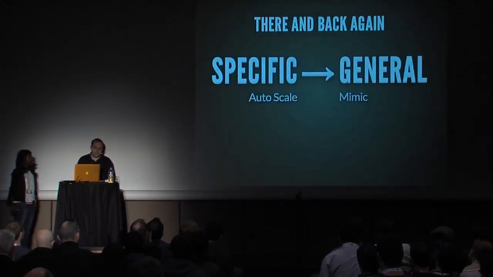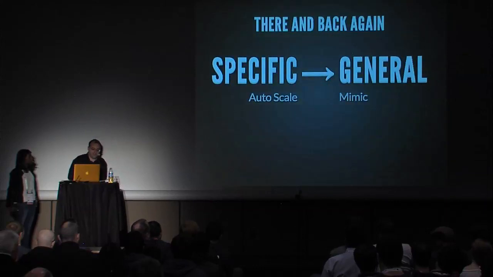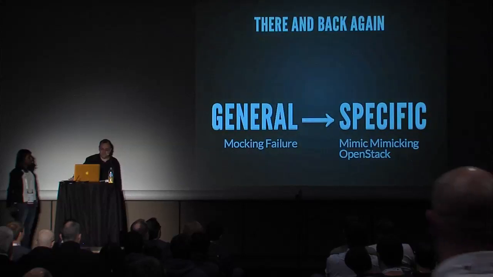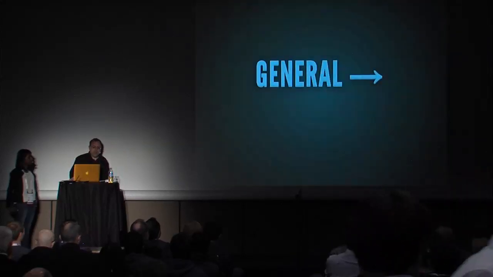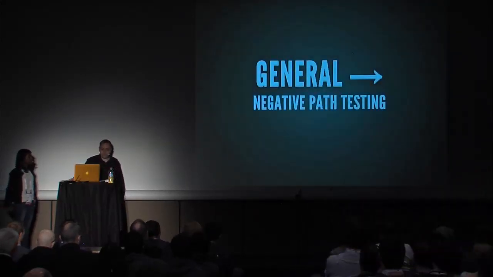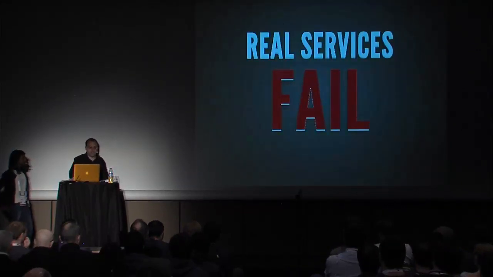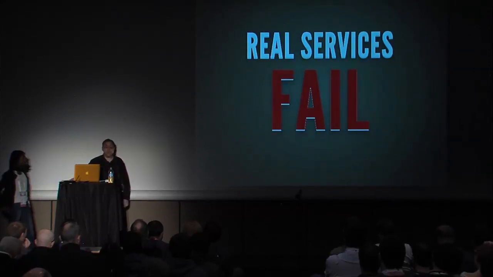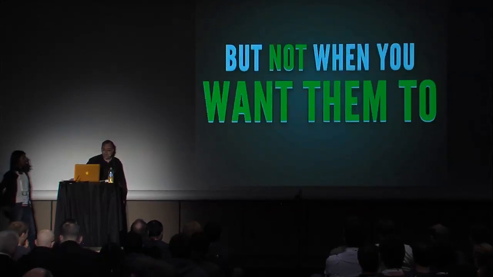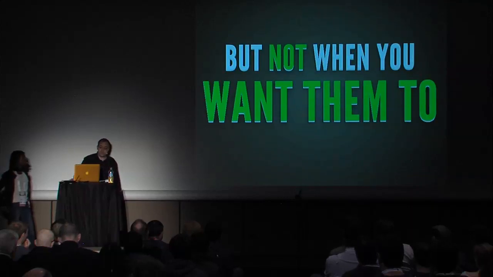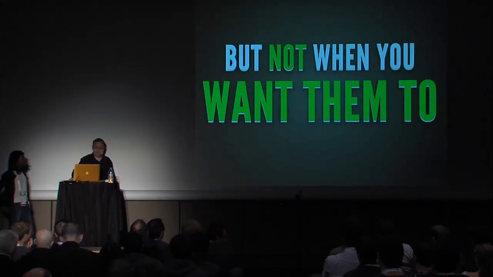Since we've been proceeding from the specific case of autoscale to the general utility of Mimic, let's go back to the general problem of testing for failure and proceed to the specific benefits that Mimic provides. When you have code that handles failures, you need to have tests to ensure that that code works properly. And if you have code that talks to external services, those services are going to fail, and you're going to need to handle when that failure happens. You're going to need to have code for that. But if your only integration tests are against real versions of these external services, then only your unit tests are going to give you any idea whether you've handled those failure cases correctly.